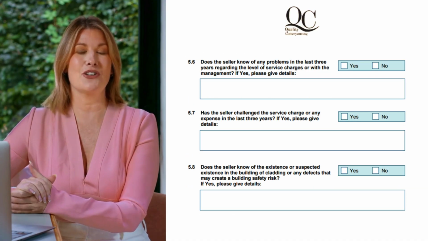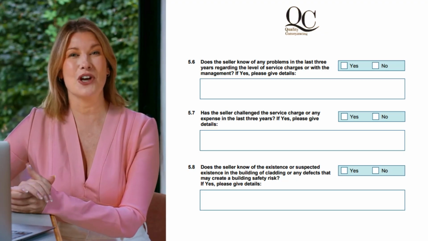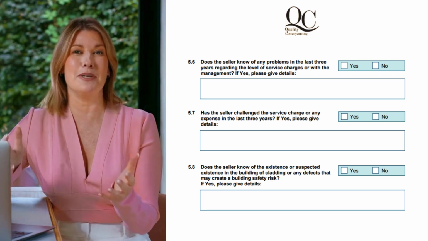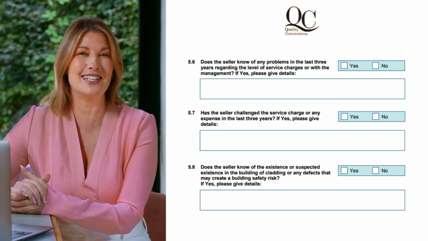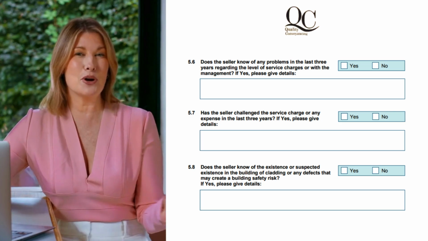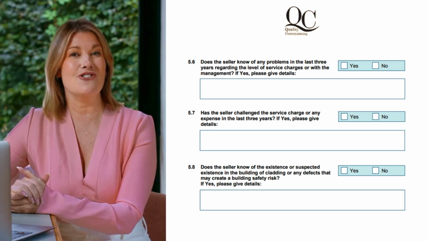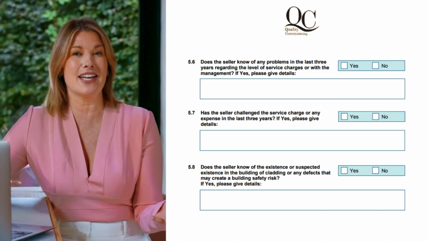Next, you'll be asked whether you're aware of any problems in the last 3 years relating to the level of service charges or how the building has been managed. This could include things like unexpectedly high charges, delays in repairs, poor communication from managing agents. If there have been issues, give a short factual explanation. If not, simply tick no.